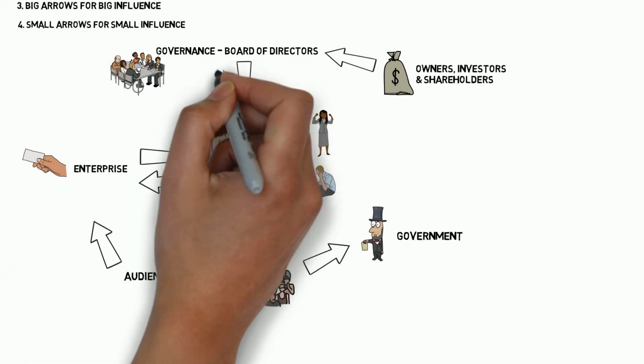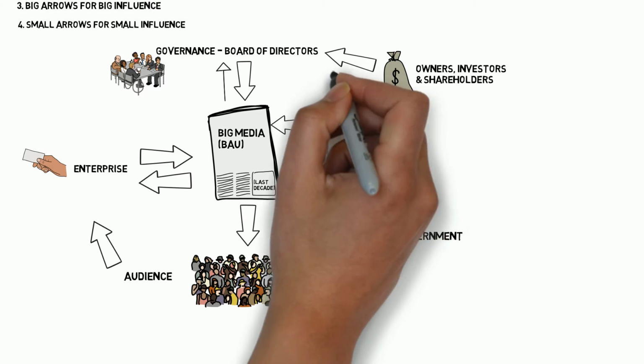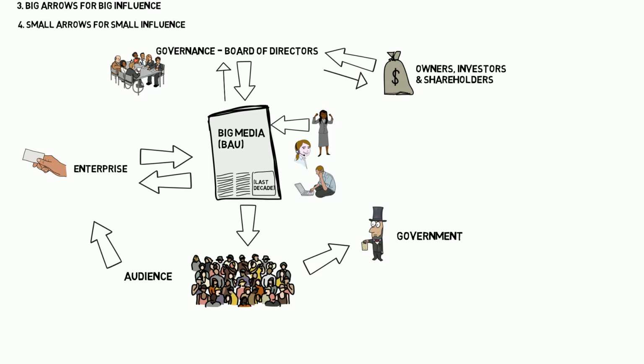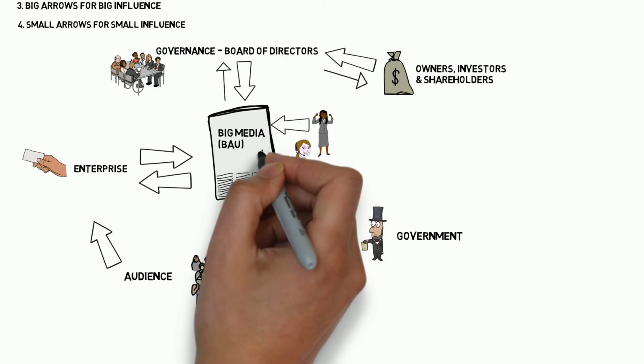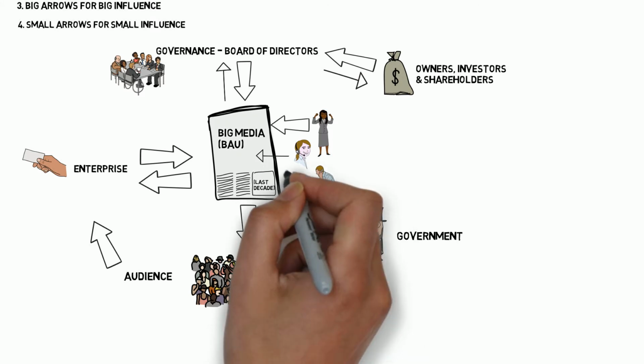The fourth thing I want you to do is draw small arrows for small influence. The media company itself will have some influence on the governance, on the board of directors. The board of directors will have an influence on external investors and shareholders. The salespeople and the journalists will have an influence on the media company.